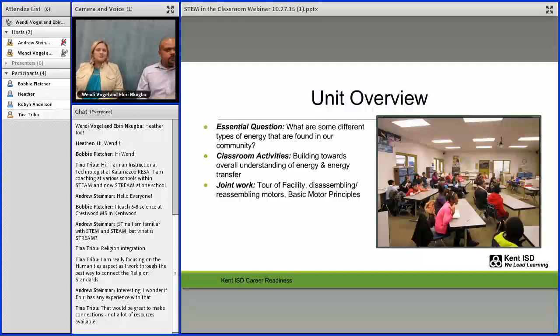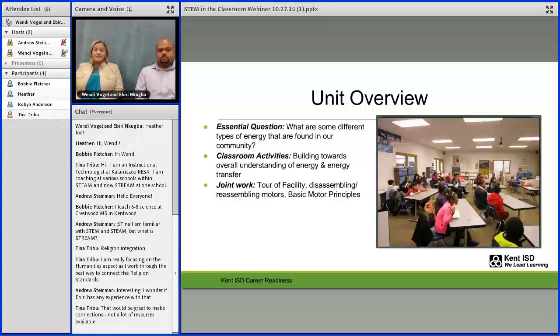I'm going to give a general overview of the unit that we were in. This was a 6th grade classroom. And the essential question that we were asking over the course of quite a few weeks was what are some different types of energy that are found in our community. That's currently a 6th grade GLIC. It's also found embedded into the middle school next gen standards as well.